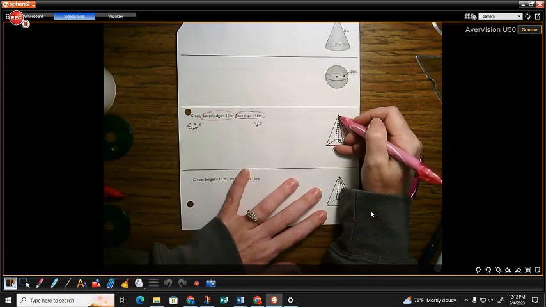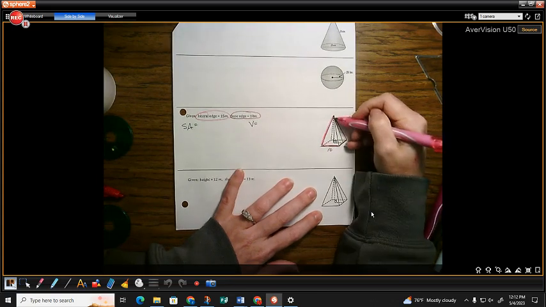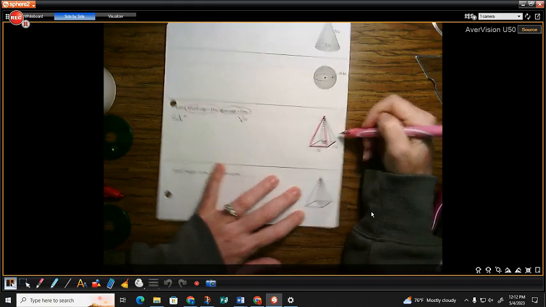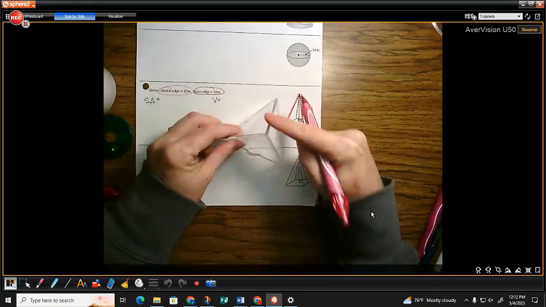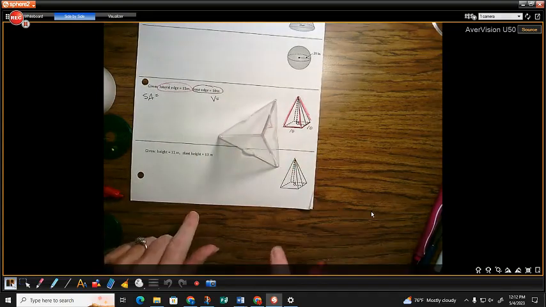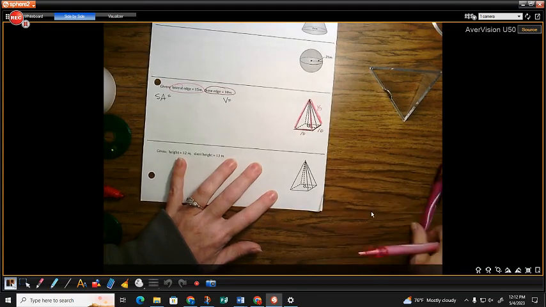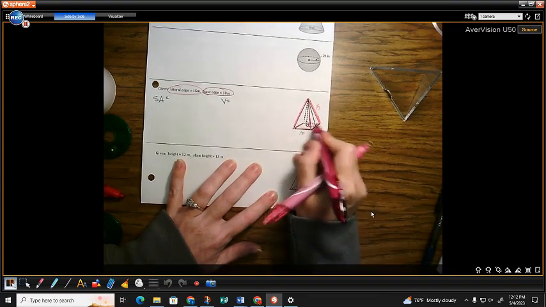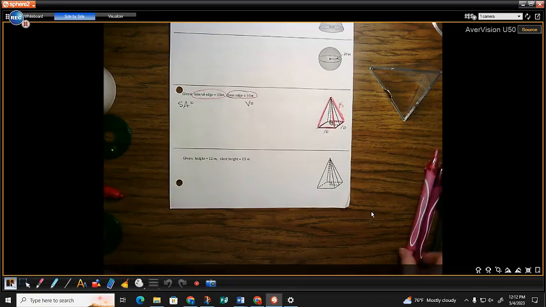These are the edges of the triangles going up to the apex. So that's all these edges along the triangles going up to your apex. Those are 15, and the base edges are 10. And that's all I give you. And you have to find surface area and volume.